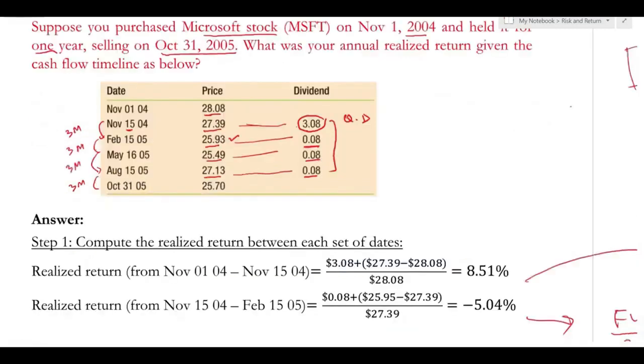So how do we measure this realized return? From November 1 to November 15, you are getting 3.08 as the dividend, plus this is the capital gain, divided by the original price, so that is the 8.51 in the first quarter, okay. So this is the realized return of quarter 1, okay. But we can also measure this 8.51. How do we get this formula, by the way? Okay, let me tell you.